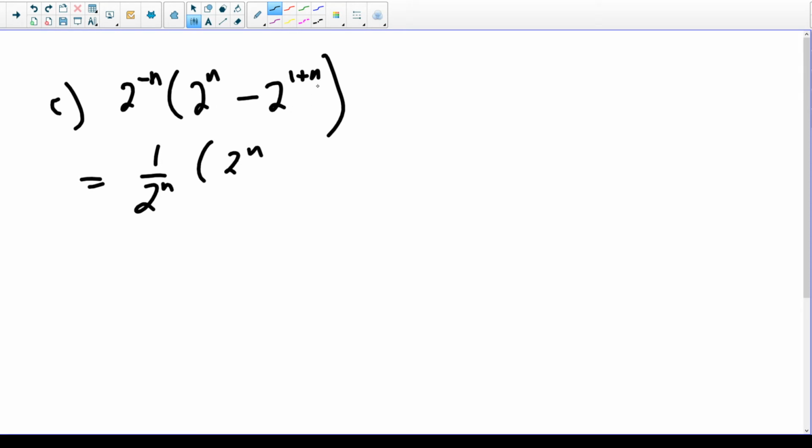But it would be really nice if there was a 2 to the n hiding in the second one too, because I could do the same thing with the second term. But there is a 2 to the n hiding in the second one. Can you see how this came from something else? 2 to the 1 plus n came from what? Well, what would give an addition of two exponents? It would be a multiplication of two bases. So there is a 2 to the n hiding in that term.